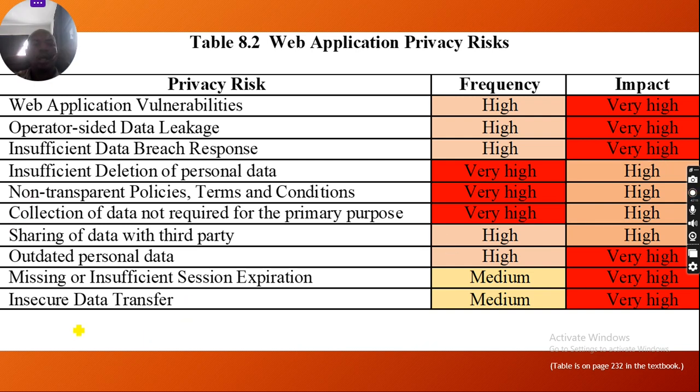So if you go to insufficient deletion of personal data, the frequency is very high, the impact is high. If you go to non-transparent policy terms and conditions, the frequency is very high, the impact is high. If you go to sharing of data with third party, the frequency is very high, the impact is high, and so on and so forth. Okay, so this is about the web application privacy risk. Now let's move on to the next phase.